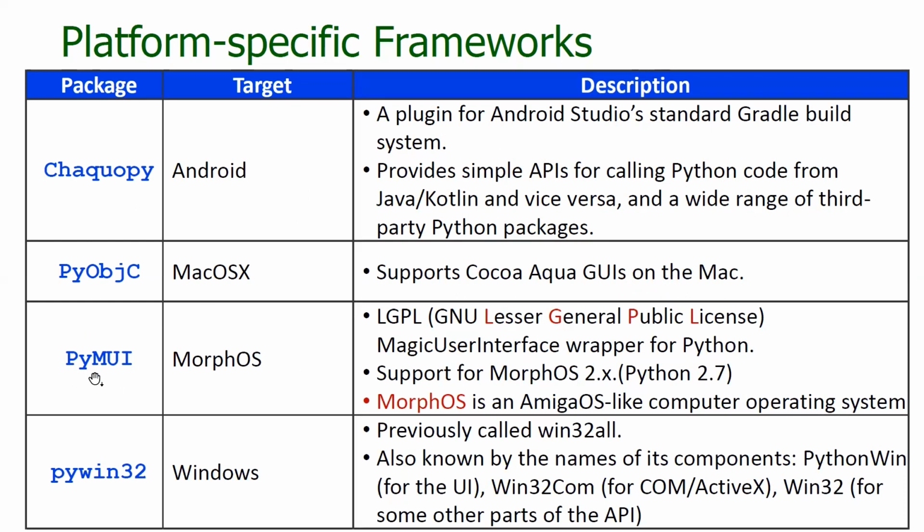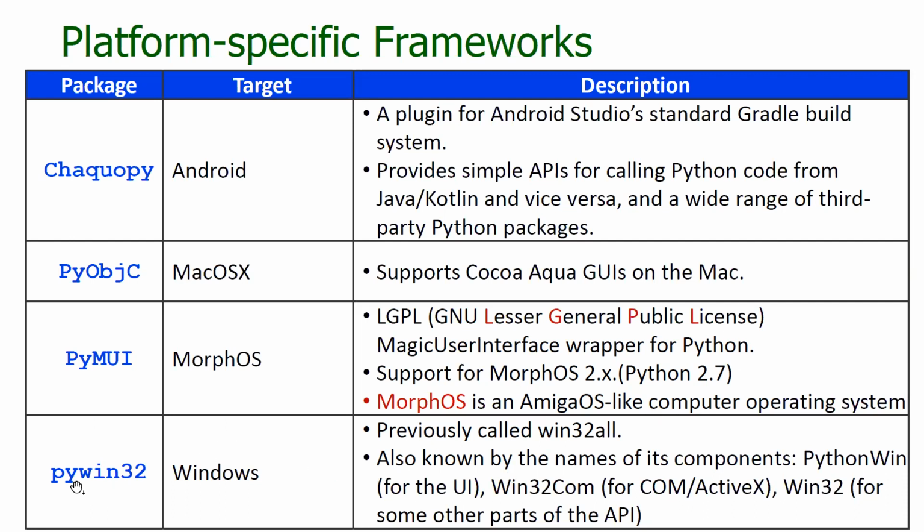The next package is PyMUI, which is suitable for MorphOS, which is LGPL, that is GNU Lesser General Public License. Magic User Interface wrapper for Python. Supports MorphOS 2 and above from Python 2.7. MorphOS is an Amiga OS like computer operating system.